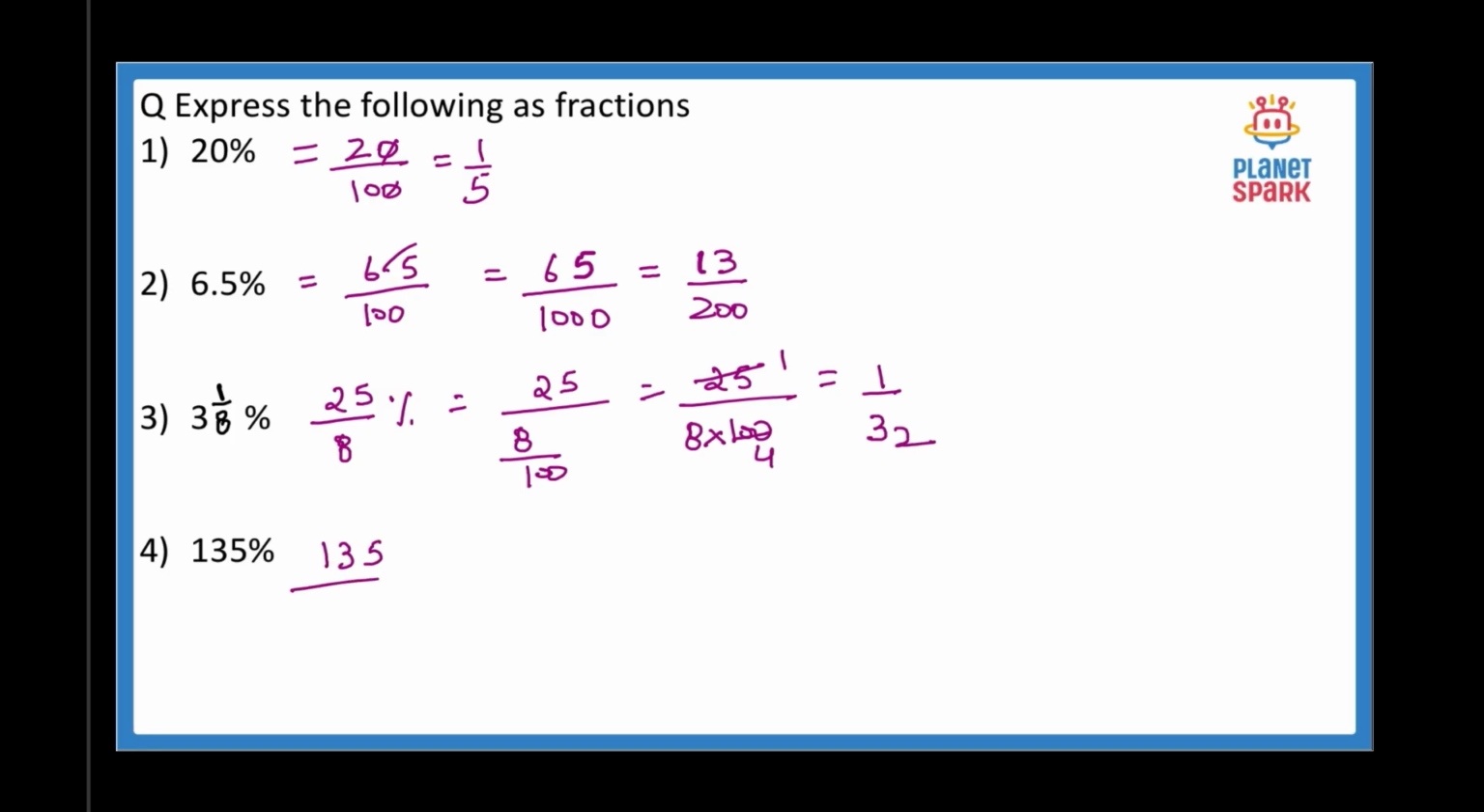So 135% will mean 135 over 100. 135 over 100 in the simplest form is 27 over 20, which is an improper fraction. Let's convert it into a mixed fraction. It is 1 and 7 over 20.